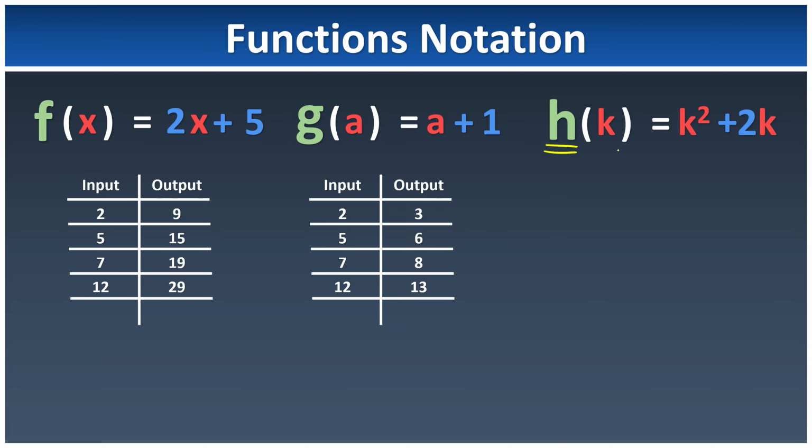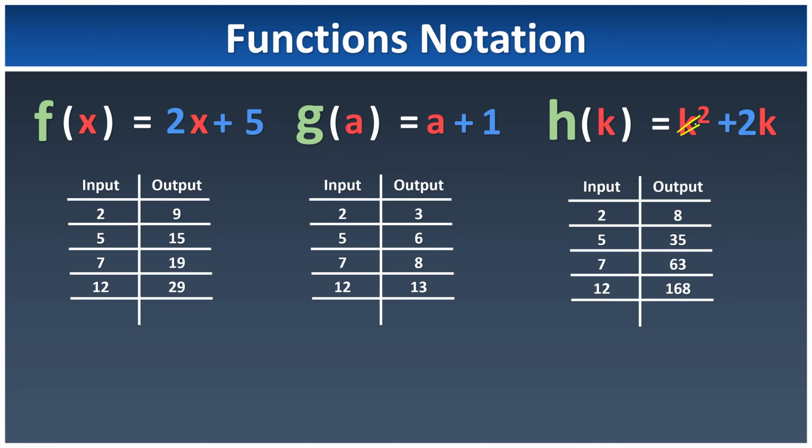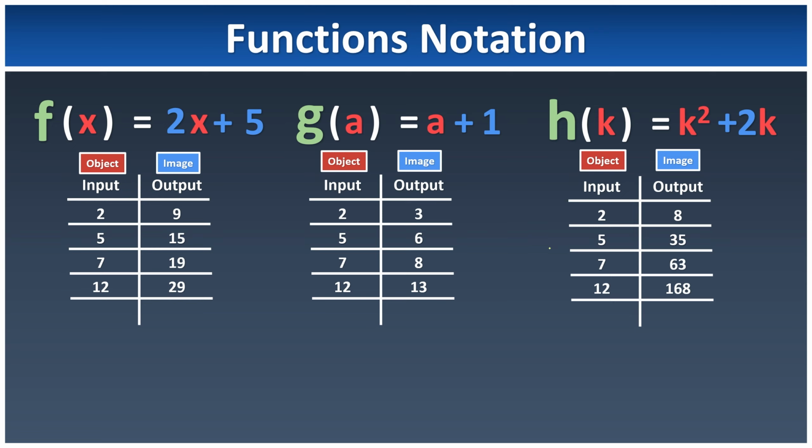Or sometimes we see something like H. H is just a function name that will receive the unknown of K. Once they know what K is, they will replace the K with the number that you chose. So let's say if I choose 2, then all the K will become 2. So it becomes 2 squared plus 2 times 2, which is 8. So don't be surprised if you see different letters in your textbook or in your questions. But again, the input is always known as the object and the output is always known as the image.